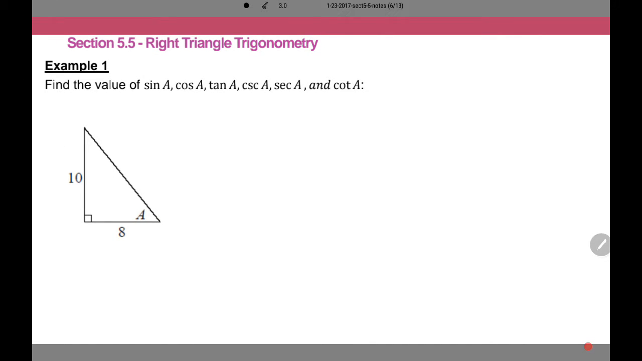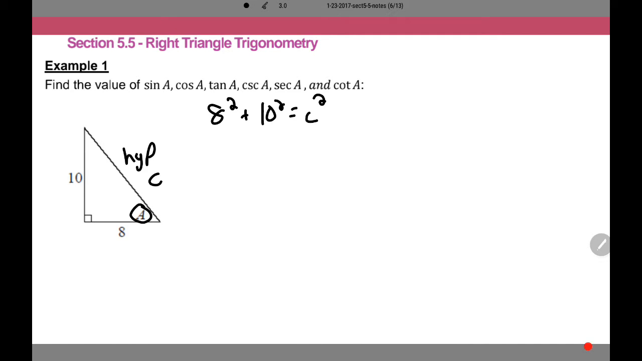For the most part, the problems we're going to have are going to look similar to these, where we have to find missing sides or missing angles or both. So here we're finding the value of the 6 trig functions that we know so far for angle A. We also need to figure out what the hypotenuse is in this case, because we do not know how long that is.